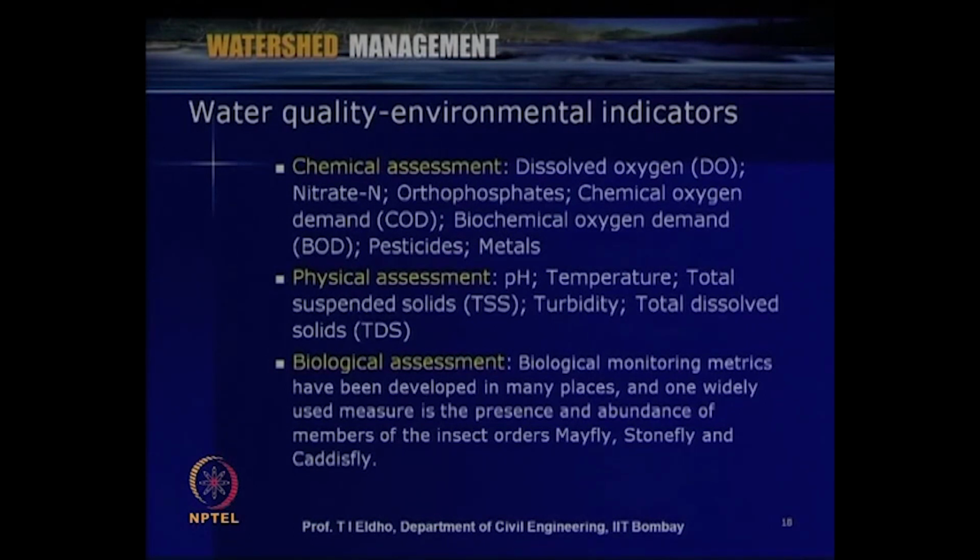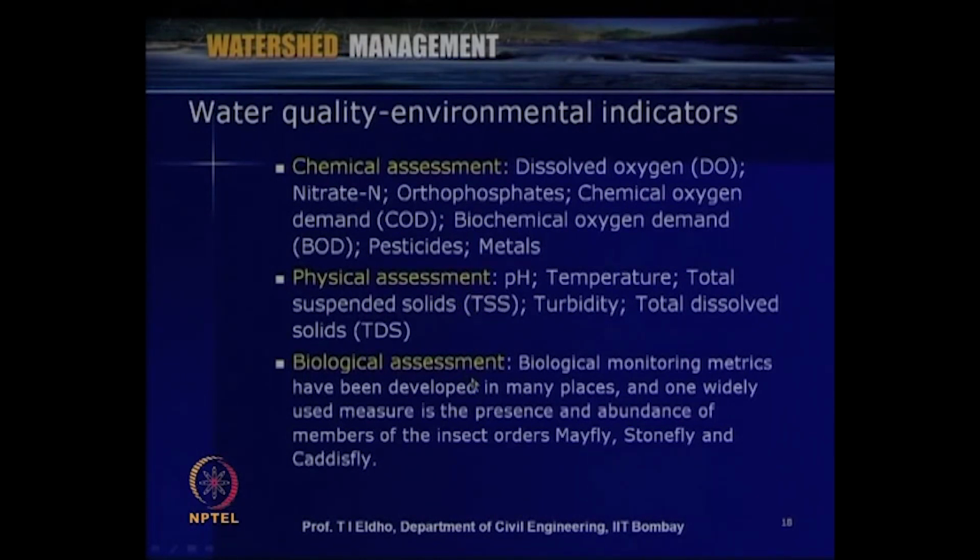Then physical assessment is another important environmental indicator. There we will be trying to see whether the water sample is acidic or alkaline. This pH indicates whether it is acidic: when it is less than 7 it is acidic, and above 7 it is alkaline. Then what is the temperature range, then total suspended solids, how much suspended solids are there, then turbidity of the water, then total dissolved solids. These are some of the major environmental indicators as far as physical assessment is concerned.